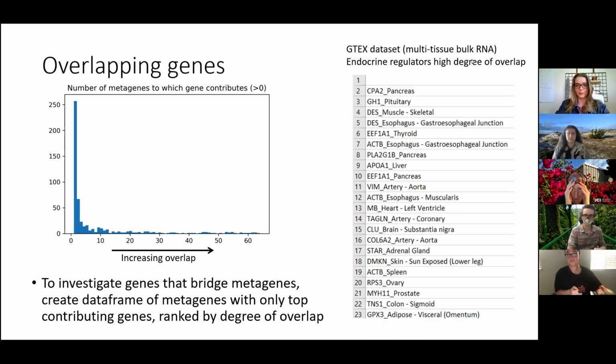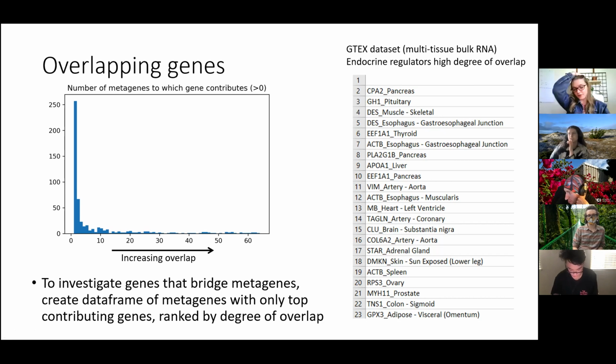For some preliminary results, as I said, we've been using this GTEx data set. It's bulk RNA in multiple tissues. So in these genes, you have your gene name followed by your organ name. You can probably just ignore these very last things; these are the specific tissues, but we've mostly been paying attention to the organs and the genes. These genes are ranked by their degree of overlap. This first gene is one of the top genes in all 64 metagenes.